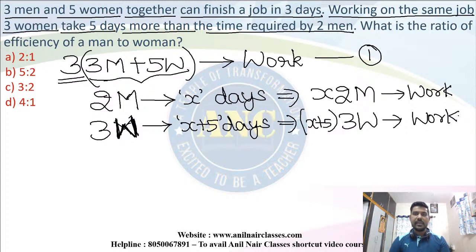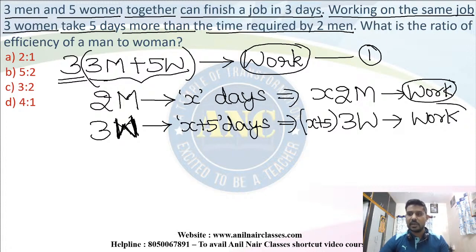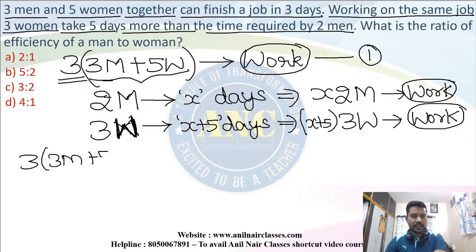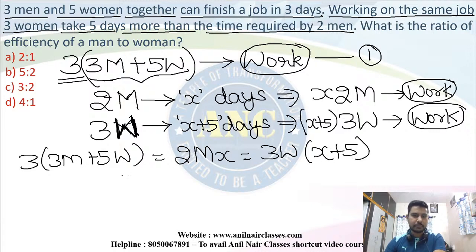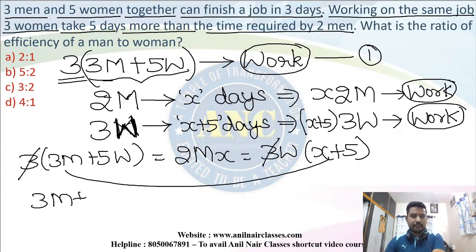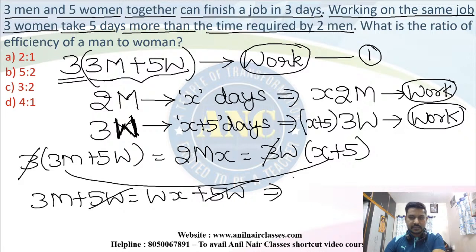Now, can I say that if I equate it, the right hand side of equation 1 is work, and the right hand side of equations 2 and 3 are also work. So I can equate the left hand sides very easily. If I take the left hand side of equation 1, it is 3 into 3m plus 5w, or let me write everything in one single line. The second equation left hand side is 2m into x, the third equation is 3w into x plus 5. If I equate these two, 3 will get cancelled. So this will be 3m plus 5w is equal to 3wx plus 5w, right? 5w, 5w will also get cancelled, and you will be left with 3m is equal to wx.